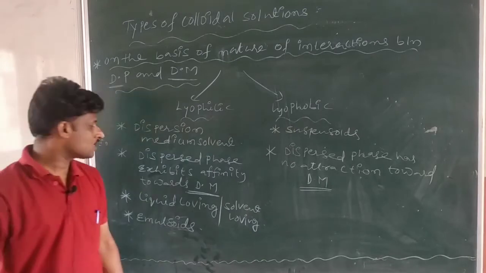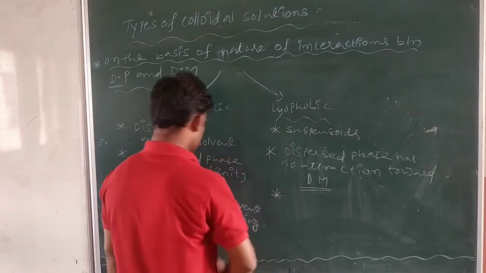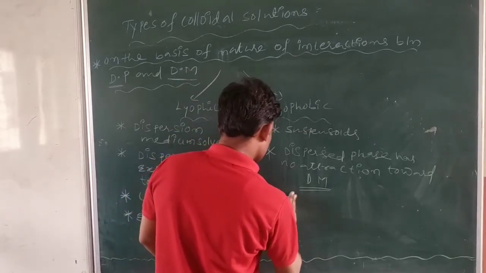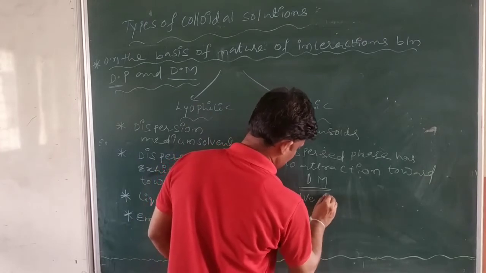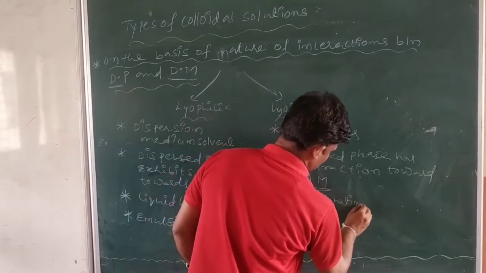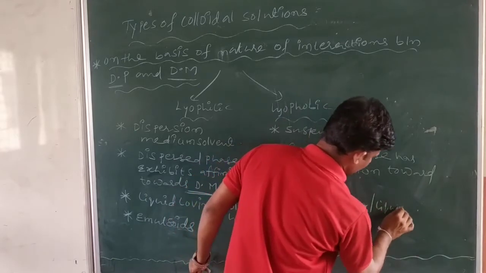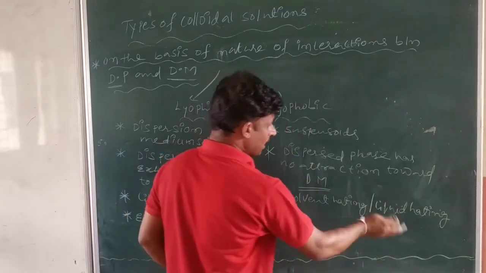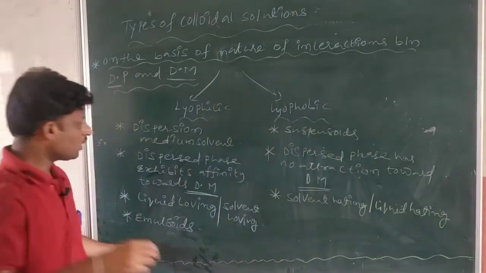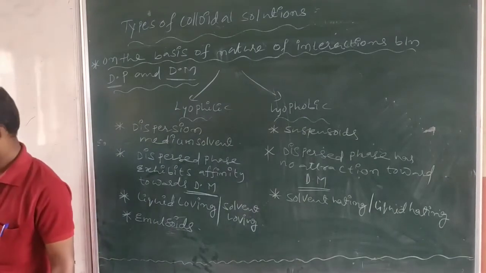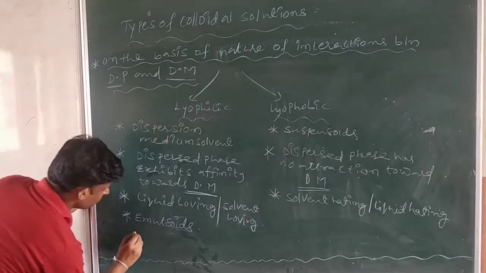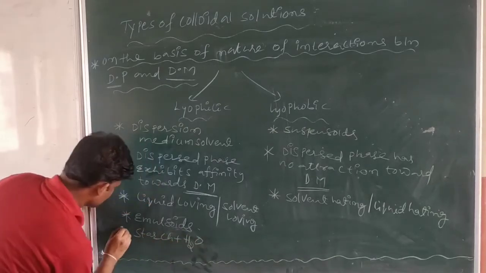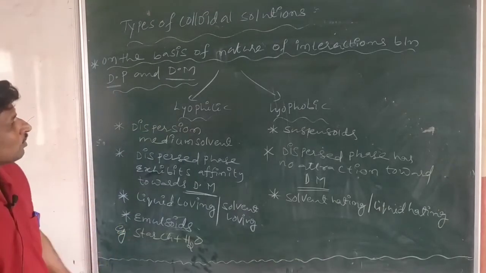So that's why these are called solvent hating or liquid hating sols, or colloidal solutions. Are you getting my point? What is the example of this one, sir? For the solvent loving, I will take one example: starch plus water. This is the example of the solvent loving colloidal solutions.